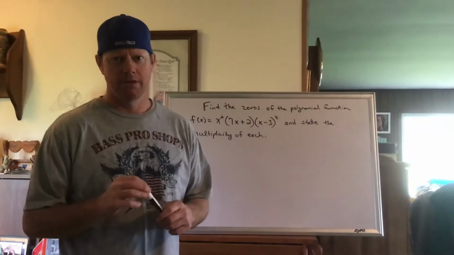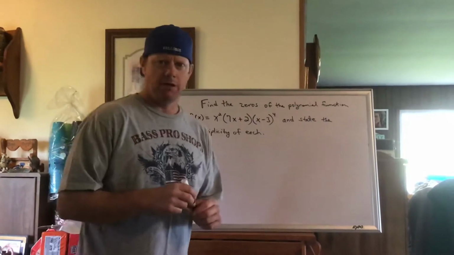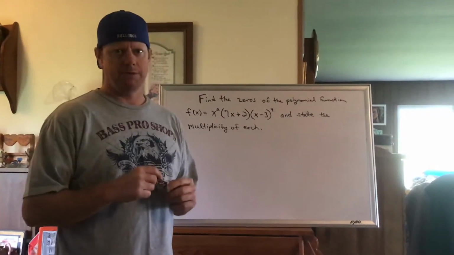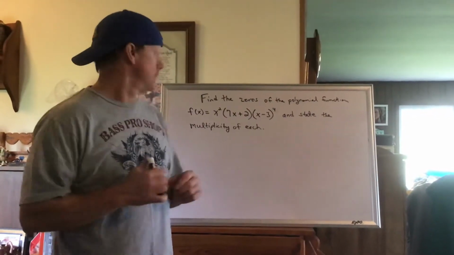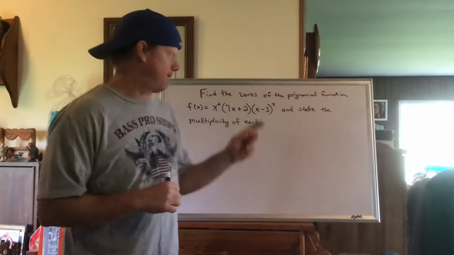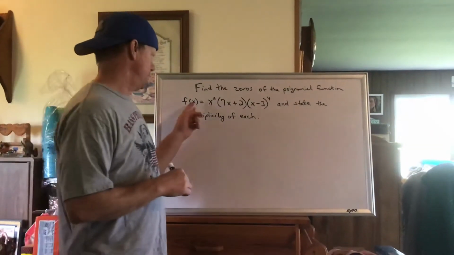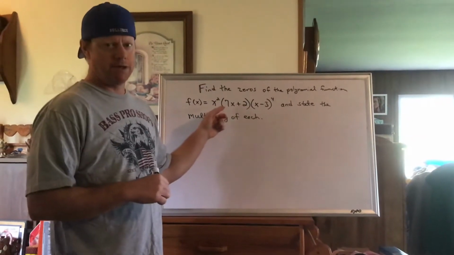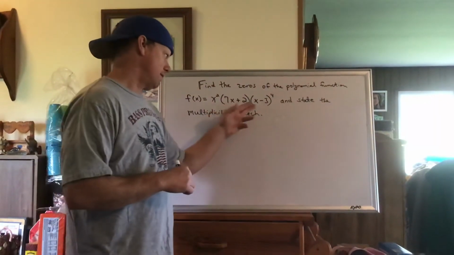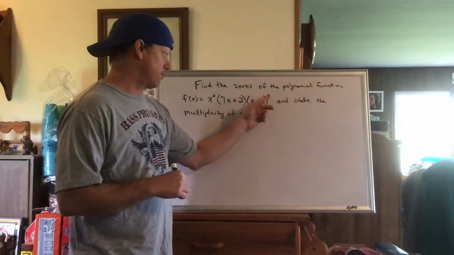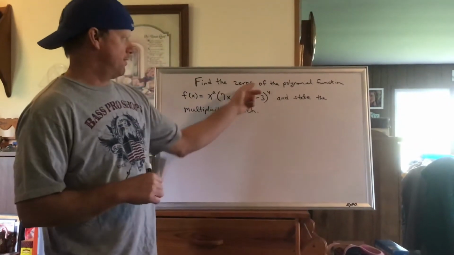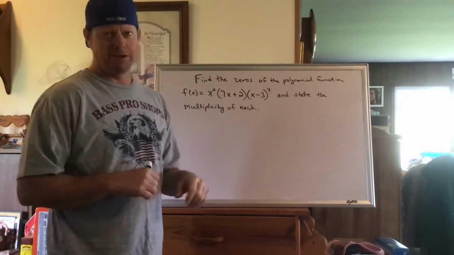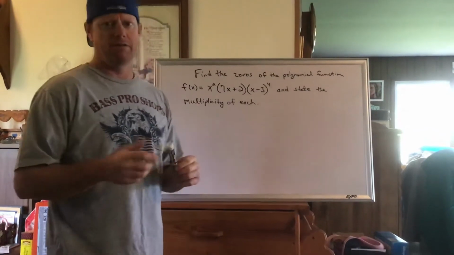Hope everybody's doing well. Today I'm going to basically show a couple problems, pretty much finishing up this chapter. This problem says find the zeros of the polynomial function, and the function is equal to x squared times the quantity 7x plus 2 times the quantity x minus 3 to the fourth power. So you have to find the zeros of it and then state the multiplicity of each zero.